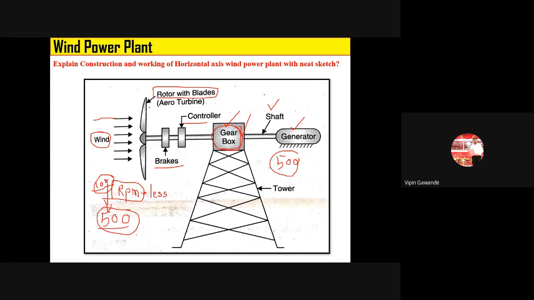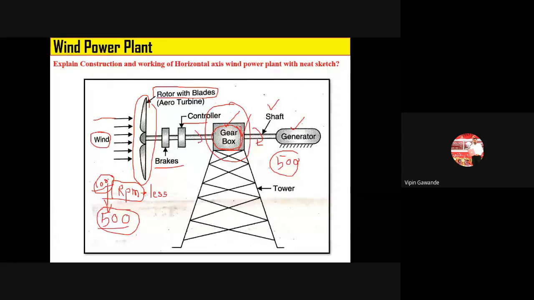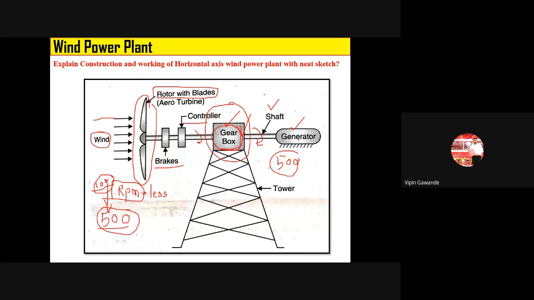So the initial speed of this rotation of the blade is less. That speed is increased using the gearbox, and then that higher speed goes to the shaft. This shaft rotates with higher speed, while this shaft rotates with less speed. Then that is connected with the generator, and then the generator generates the electricity. So this is the output of our wind power plant. This is the simple working of your wind power plant.